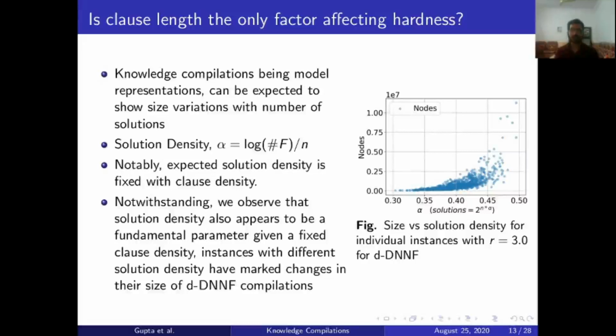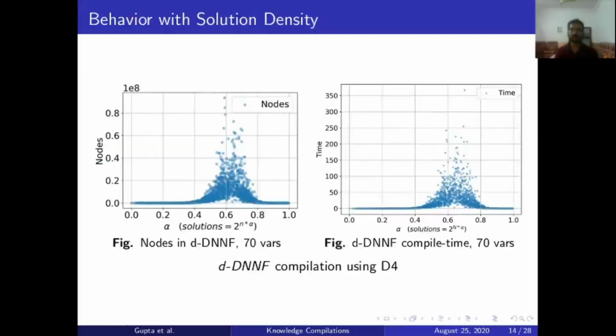Notably, we know that expected solution density is fixed with clause density. However, still we observe that as we vary the solution density, there is a significant and gradual change in the size of the compilation, and this suggests that the number of solutions is also an important factor affecting phase transition behavior. So now let's look at solution density in a bit more detail.